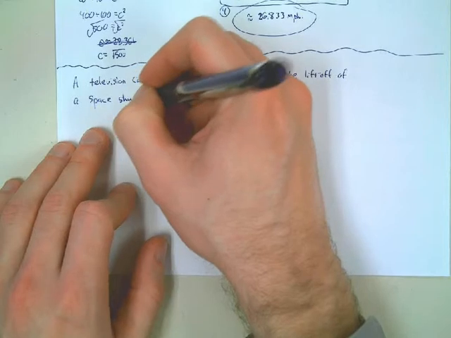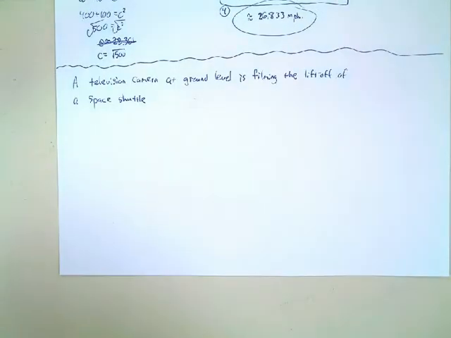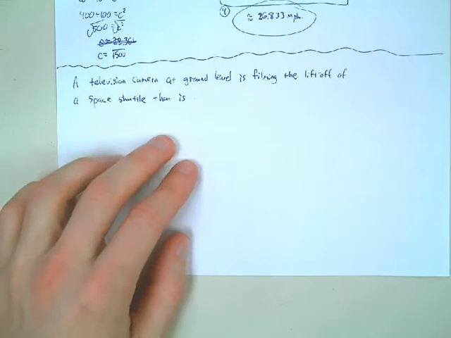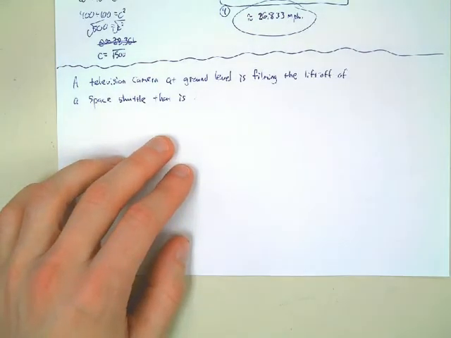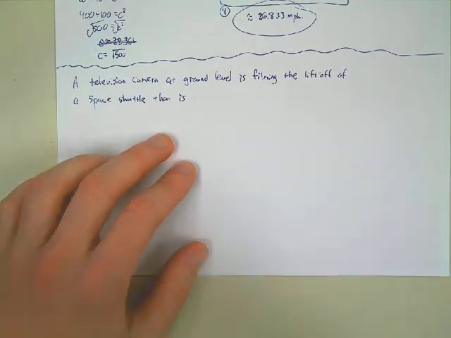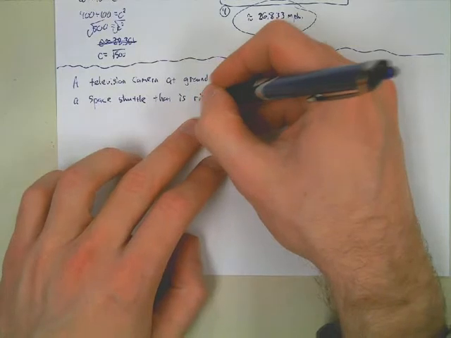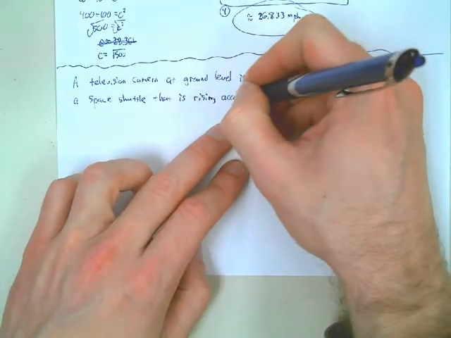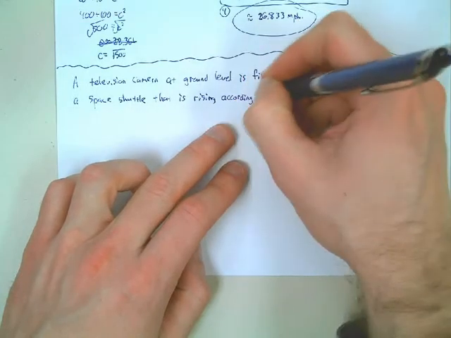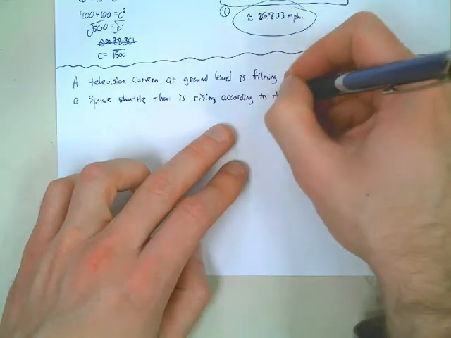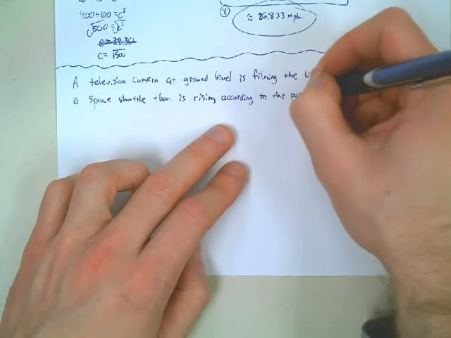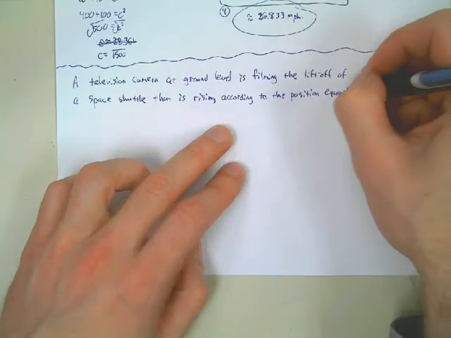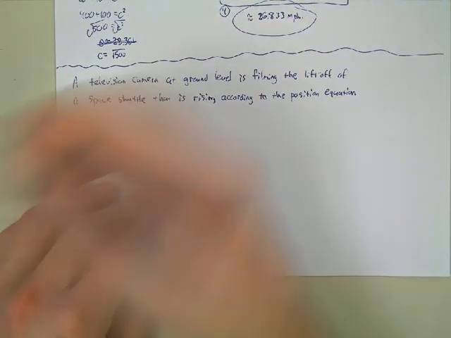So a television camera at ground level is filming the liftoff of a space shuttle that is rising according to the position equation, S equals 50 T squared.